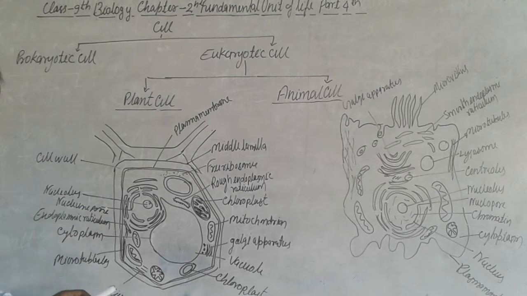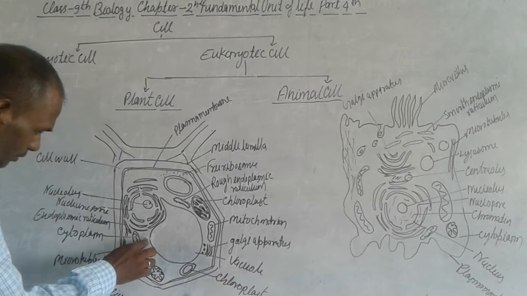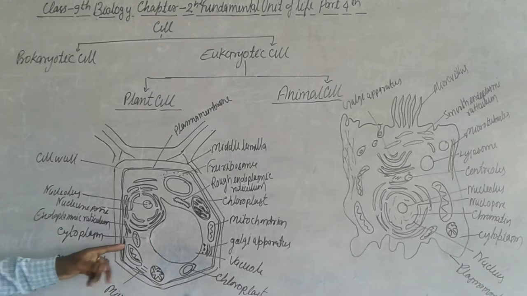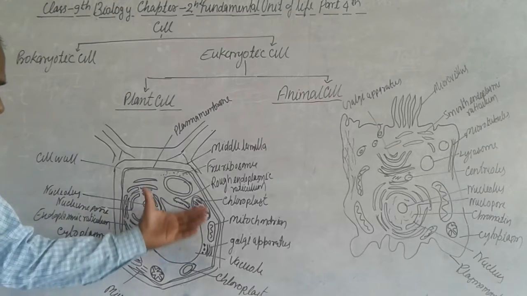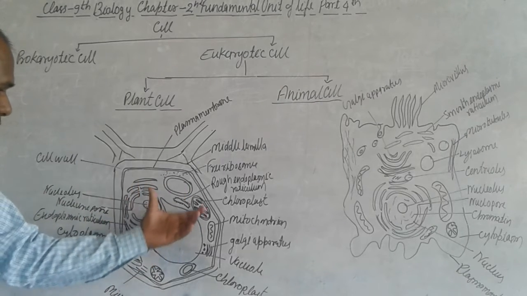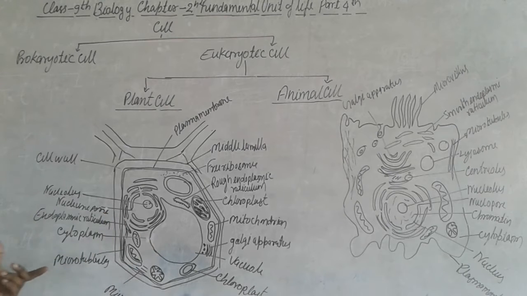This is the microtubules, and this is the cytoplasm. Cytoplasm is a jelly-like substance inside the cell wall. So these are the cytoplasm. These are the endoplasmic reticulum.